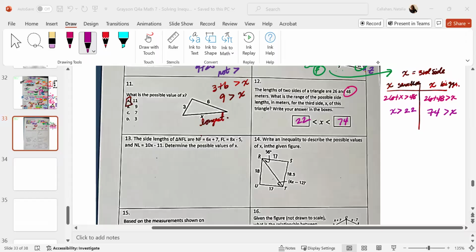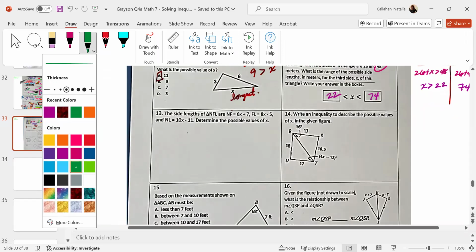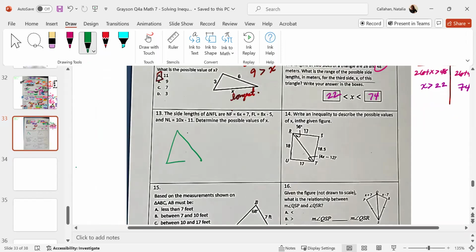Side lengths are NF equals 6x plus 7. FL equals 8x minus 5. And NL equals 10x minus 1. Question. Determine the possible values of X. Okay, let's draw the triangle first. We did a question like this on the last page. So N, F, L. First you label it, then you label the sides.